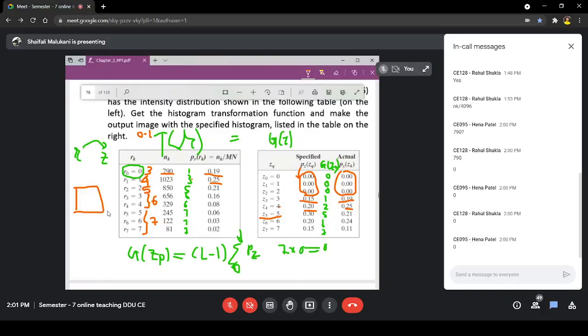In that way, you can check for 6. The probability of occurrence of 6 will be the summation of these two probabilities, and that is this one. So you can see that what we actually obtained is nearer to what was specified, and that is how we obtain histogram specification.